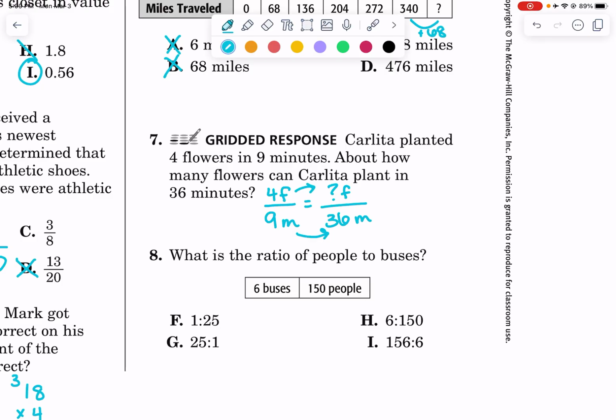Let's draw arrows towards what we don't know. Can 9 become 36? Yeah, if I multiply it by 4. I'll do the same to the top. 4 times 4 I know is 16. So she can plant 16 flowers in that 36 minutes.